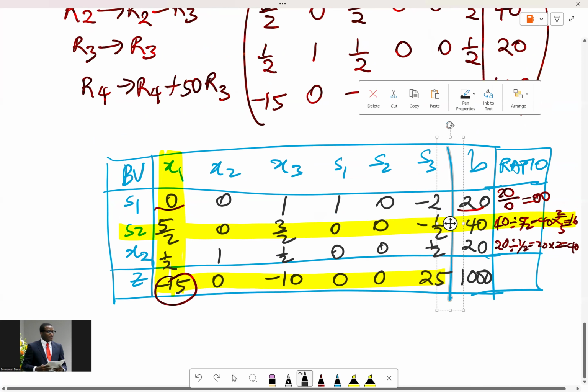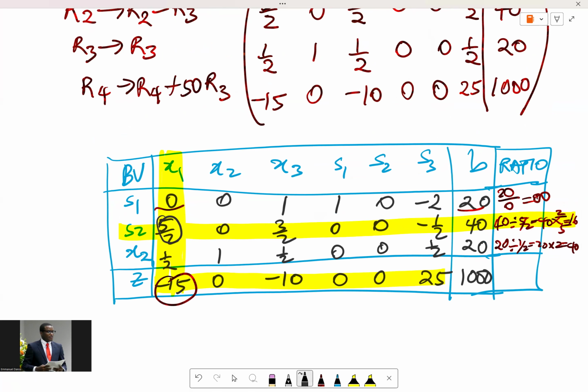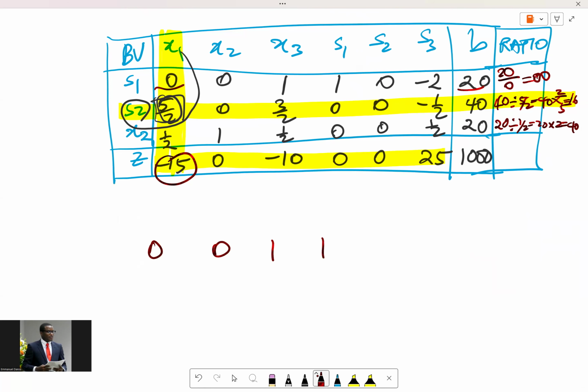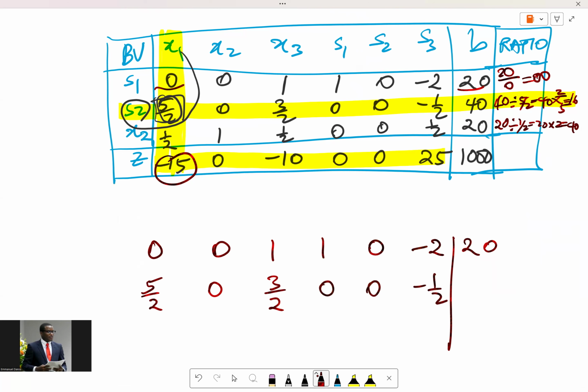So this is our pivot, the intersection of these two lines, meaning that X1 is coming to replace S2. So again, we go and do the whole matrix thing, so that we have 0, 0, 1, 1, 0, minus 2, then 20. Then 5 over 2, 0, 3 over 2, 0, 0, minus 1 over 2, 40.